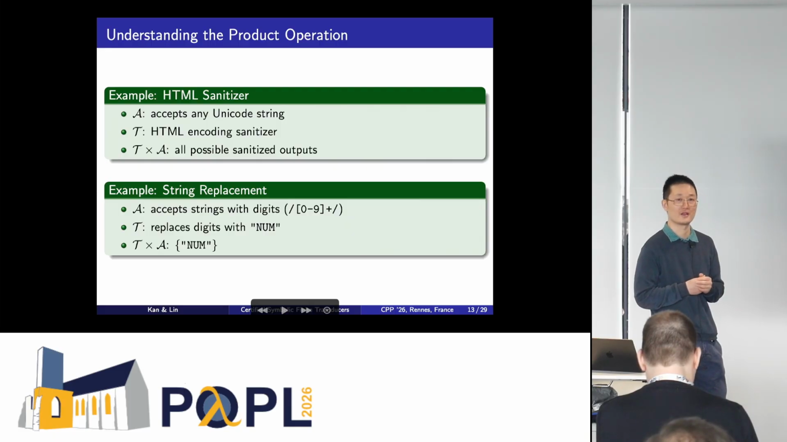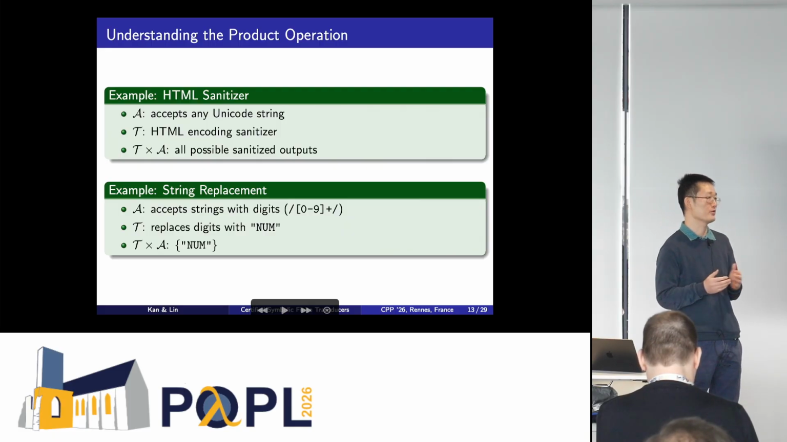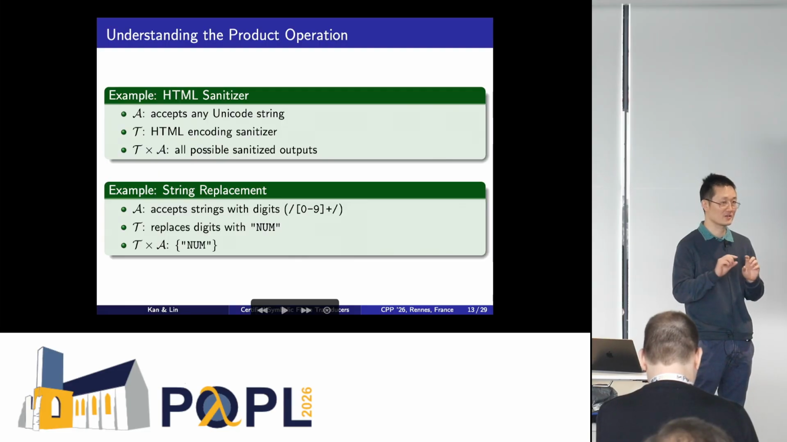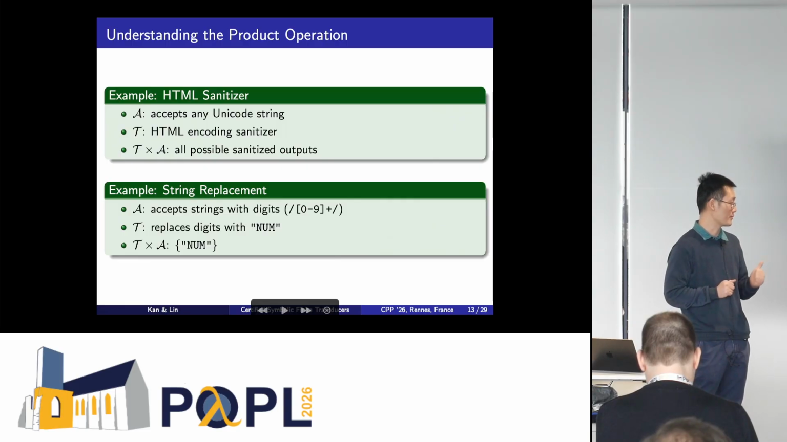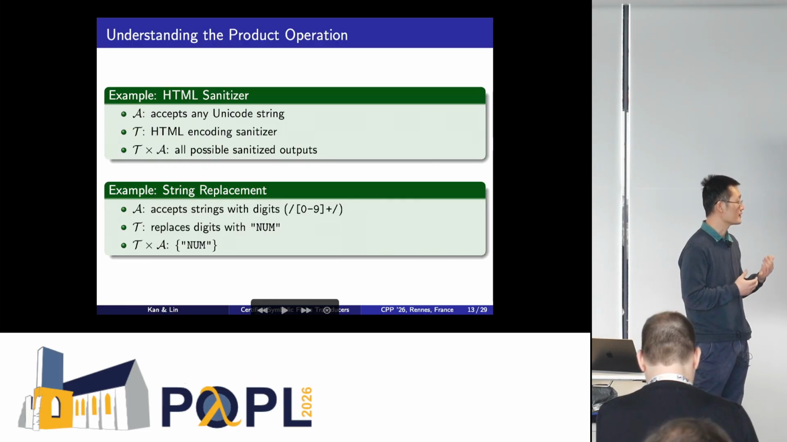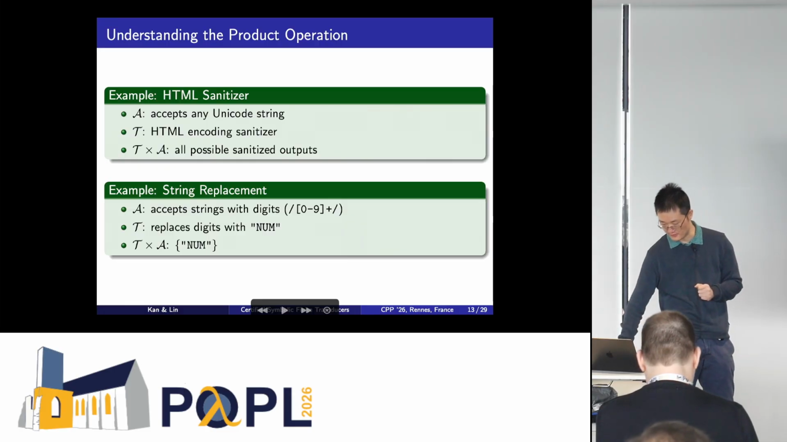Another example: the input is just a sequence of digits, and T replaces this sequence of digits with a constant string, number. Then the result of the product is number. So this is the intuition behind the product operation we formalized.